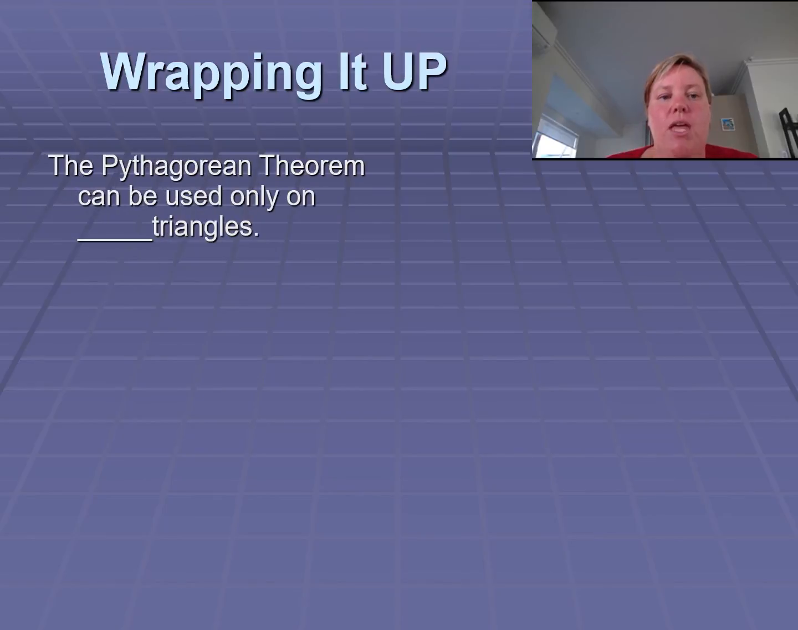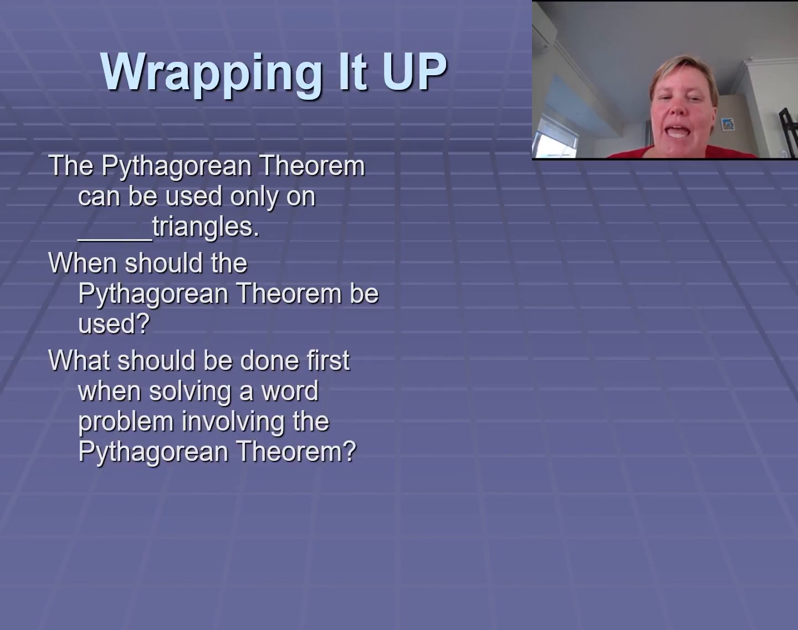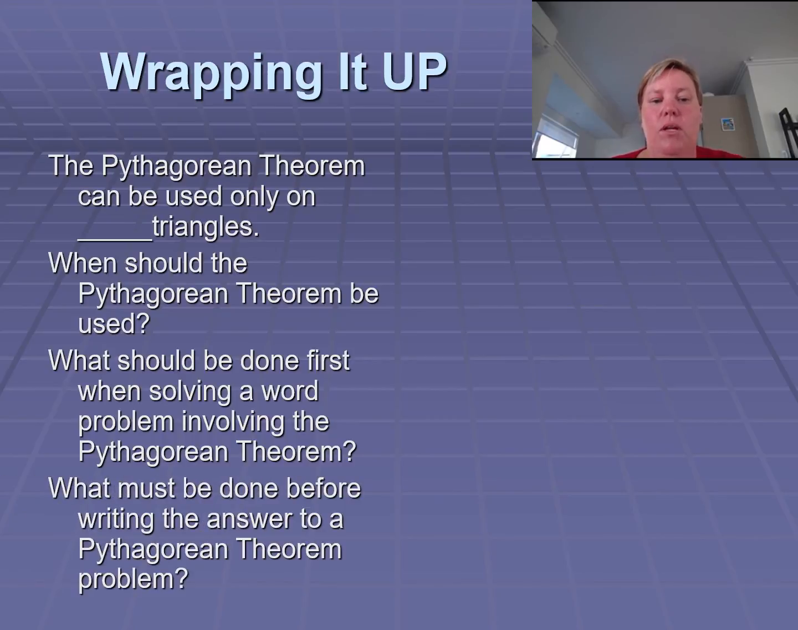Thank you very much. Okay, so let's just wrap this up with a few thoughts. First of all, the Pythagorean theorem can only be used on what kind of triangles? And when should the Pythagorean theorem be used? And what should be done first when solving a word problem involving the Pythagorean theorem? You've got the answers in your head? Let's check them out. Oh, one more. What must be done before writing an answer to the Pythagorean theorem?